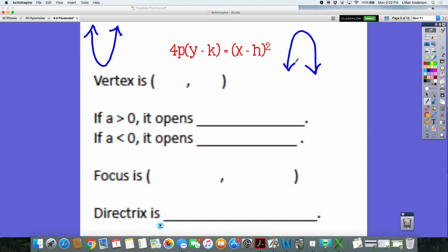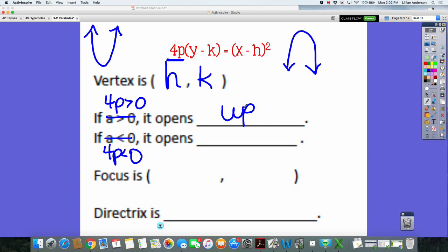Your vertex is going to be located at (h, k), whatever those values are. And making a quick change right here, let's make this 4p. If this value here, whatever p is, you multiply by 4. If it's greater than 0, it's going to open up. If it's less than 0, it's going to open down. It's almost like what the a was when you were looking at standard form of a parabola.